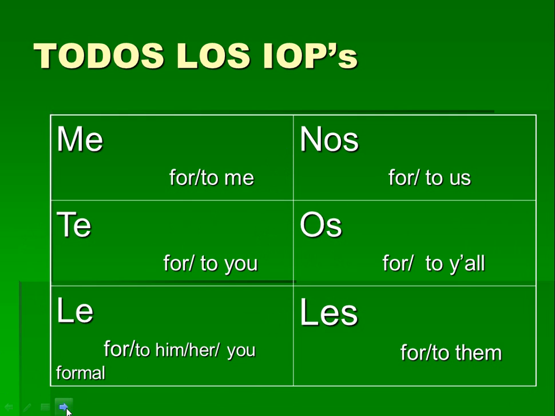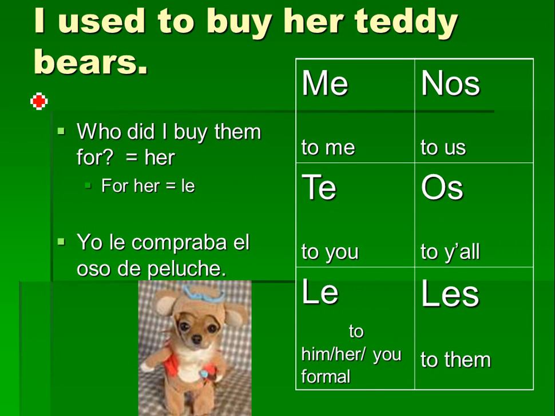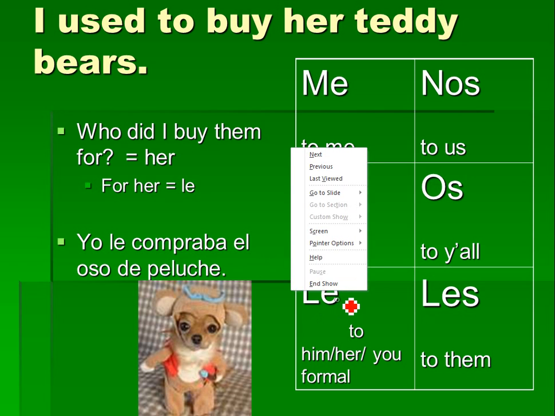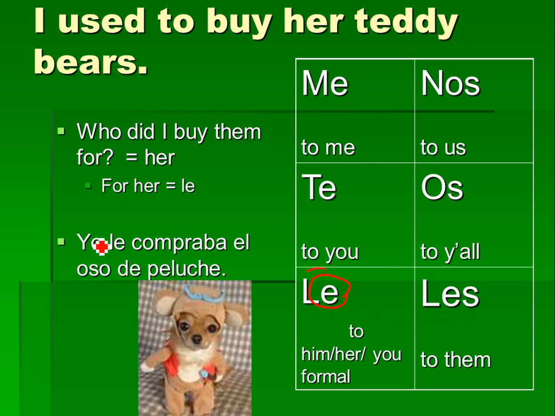So how do we use these guys in a sentence? So if I said, I used to buy her teddy bears, so maybe it was a little girl, used to buy her teddy bears. Who did you buy them for? So remember the IOP answers who, or for whom is the teddy bear? It'd be for her. So if I look at my chart, me, te, le, nos, os, les, which one is for her? Le. Le is for her. So in the sentence it would be yo le compraba el oso de peluche. Remember, compraba, that's our imperfect that we've already learned.